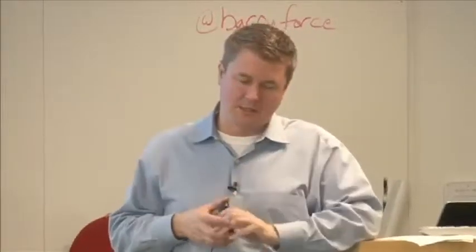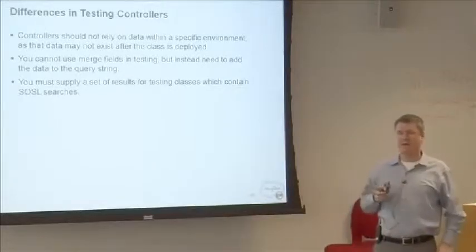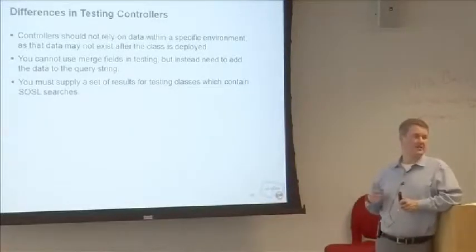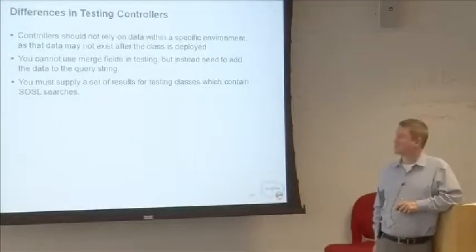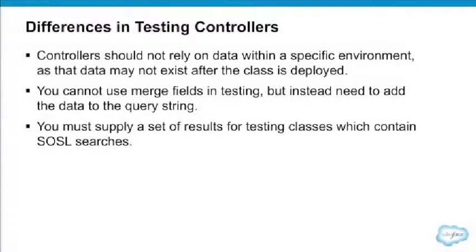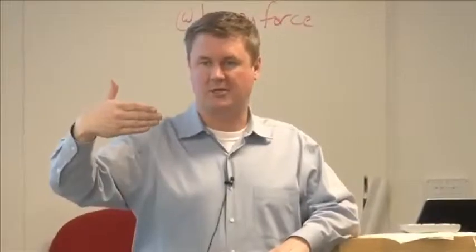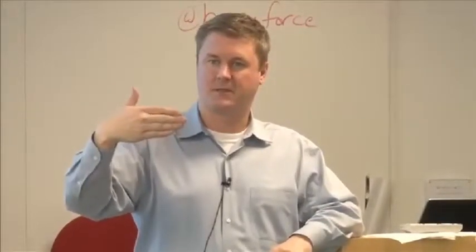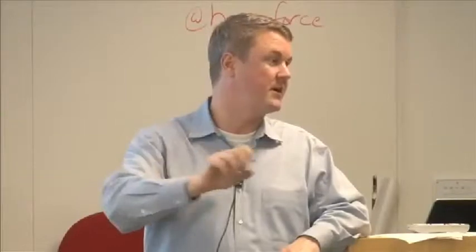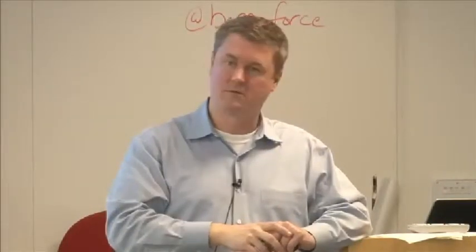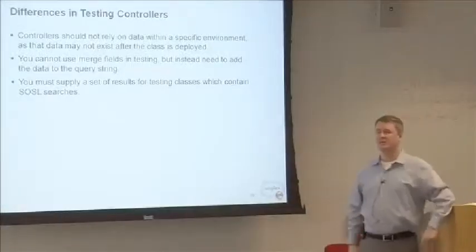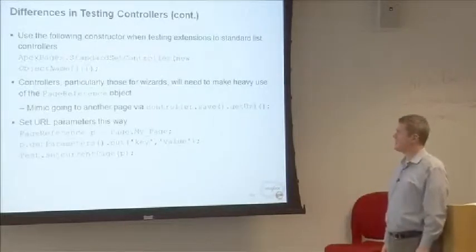So in that case, there is a method in the Test class, setFixedSearchResults. You can call that method to say that when you're executing the test, here are the records that you will find. So when your business logic executes that SOSL search, it will have that primed and it will then find those specific records. It's something you've got to do in order to make that work.